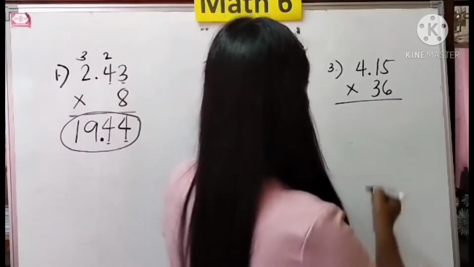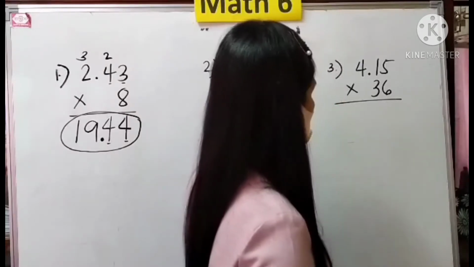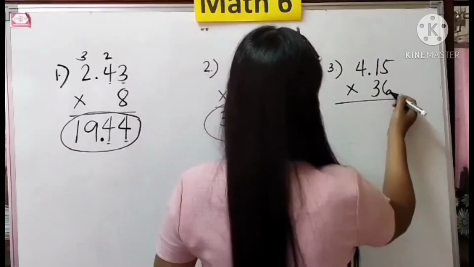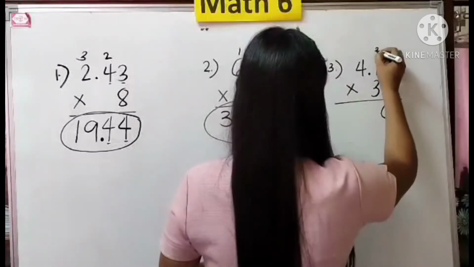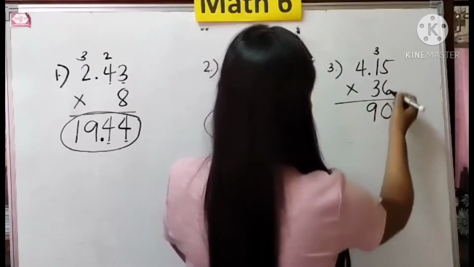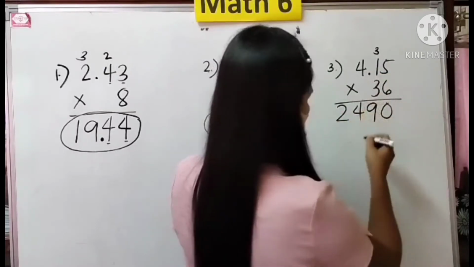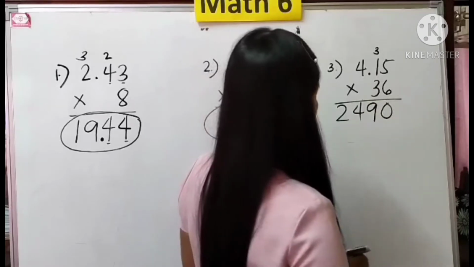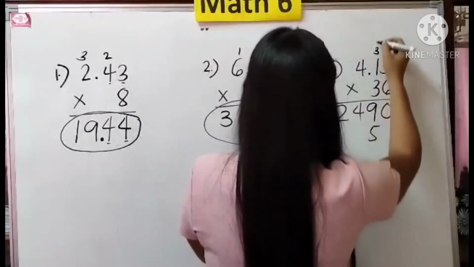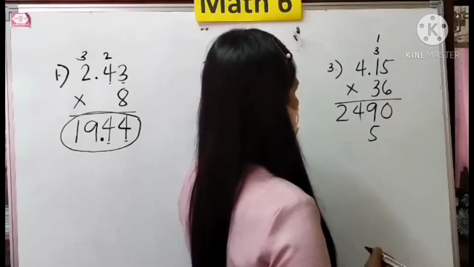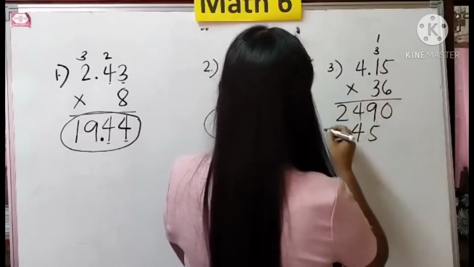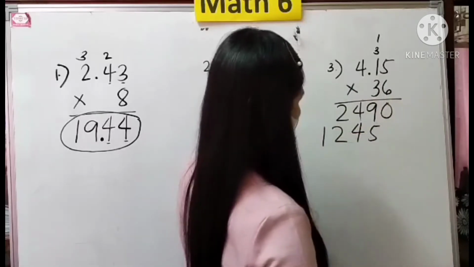Then the next one, we have here a 2-digit multiplier. So you must have 2 partial products here. So you will multiply first 6 times 5 is 30. So 0 carry 3. Then 6 times 1 is 6, plus 3 is 9. The next is 6 times 4 is 24. So this will be your first partial product. The next will be 3 times 5 is 15. So 5 carry 1. Then 3 times 1 is 3, plus 1 is 4. And the next is 3 times 4 is 12. Okay, so that will be your second partial product.